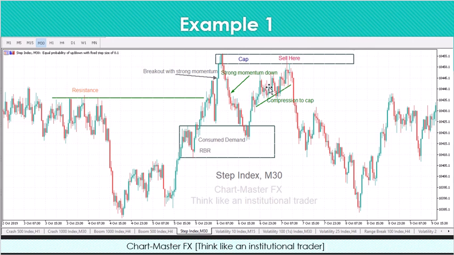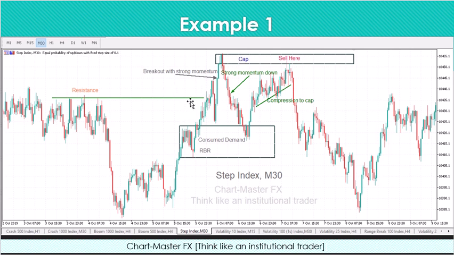So now you are seeing a compression going to the cap area. Then you know that all my conditions have been met. Once you see that your conditions have been met for the TCC, then you can place a trade. So you can see, guys, this is a perfect example.